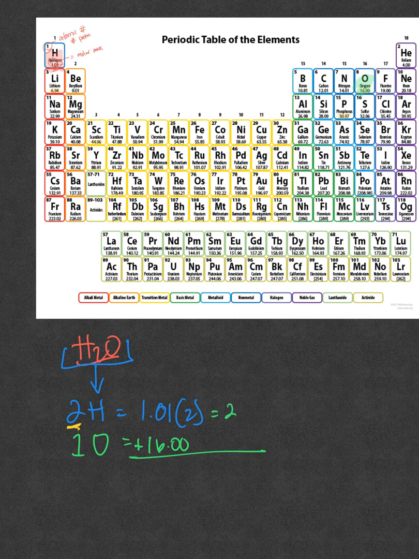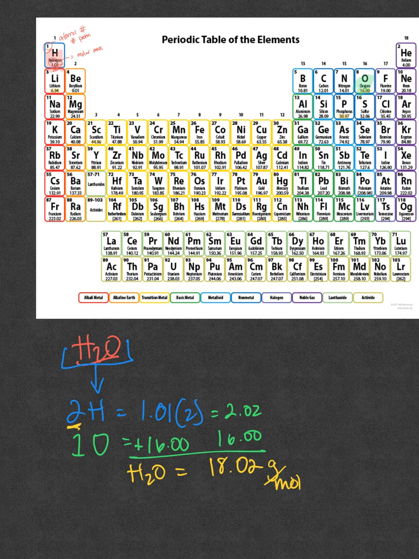So here it's 2.02, this is 16. So that means in total, the molar mass of H2O is 18.02. All right, and the units for molar mass is grams per mole. Okay, so that's just pretty simple enough.